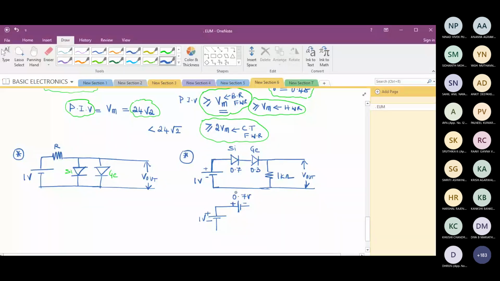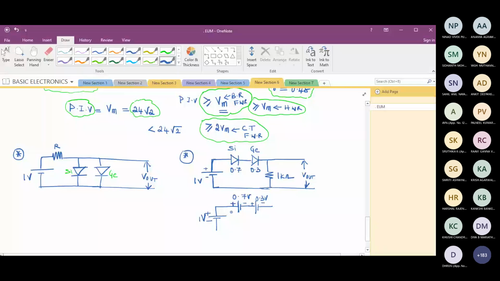Can I replace the germanium diode by its equivalent? Again, a constant voltage model, 0.3 volts. Now, if I apply 1 volt, will you get a drop across the diode of 0.7? Yes.